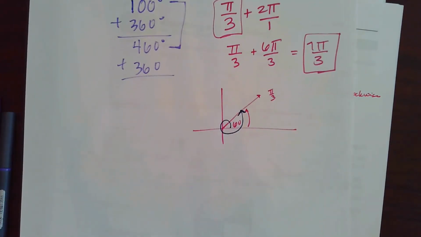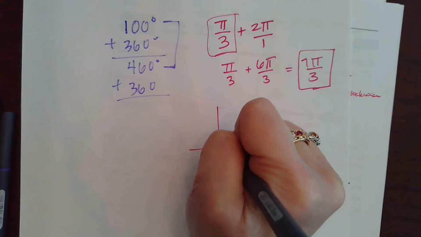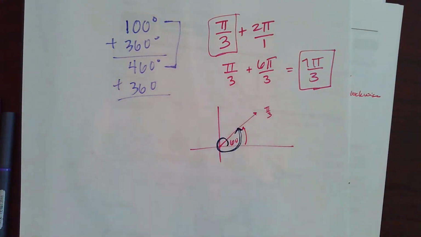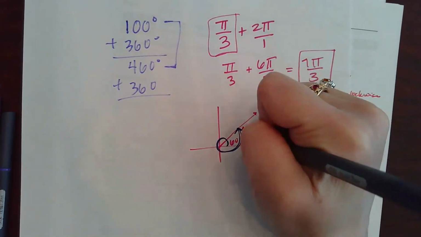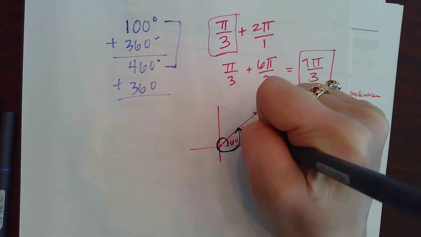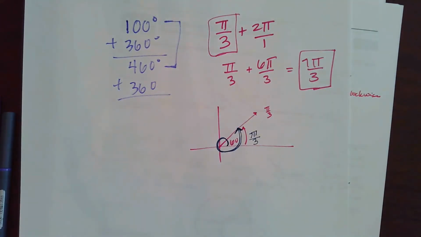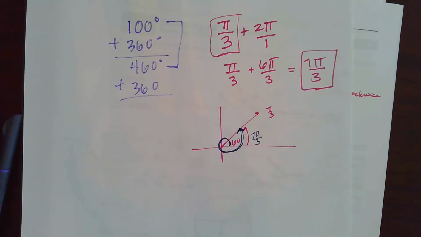So that's kind of how you will see it written. You'll see a whole loop plus an extra. And so that would represent 7 pi over 3, because it's 1 revolution around plus 60 degrees, or plus pi over 3. Again, remember, you can go the opposite direction.